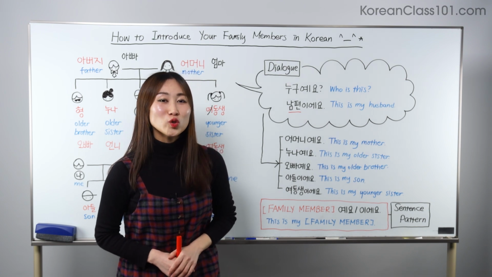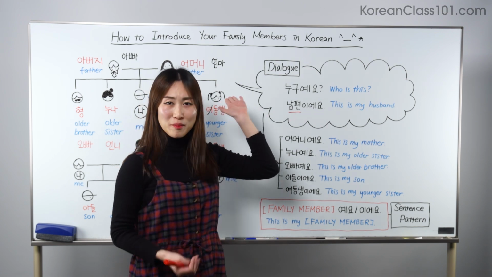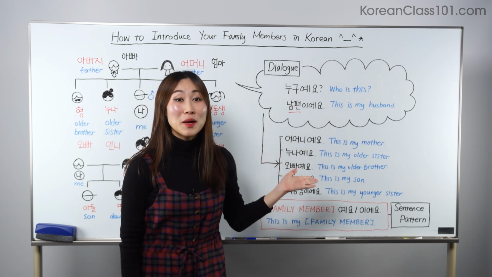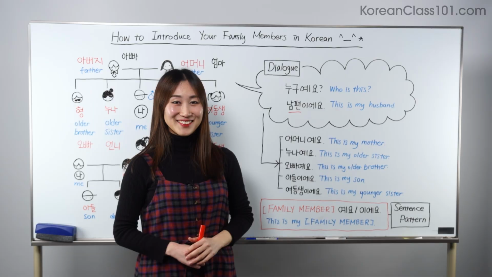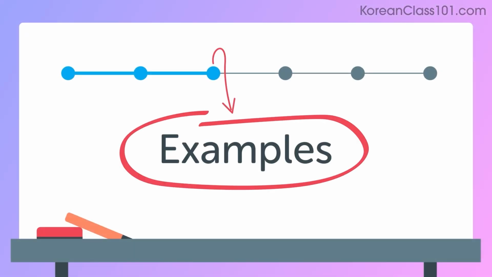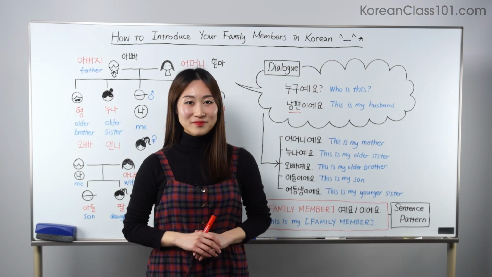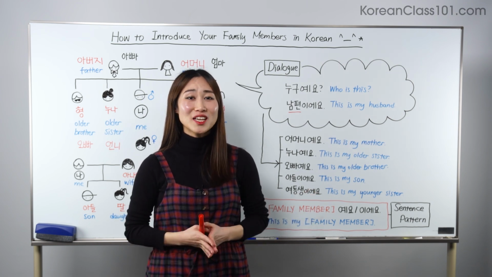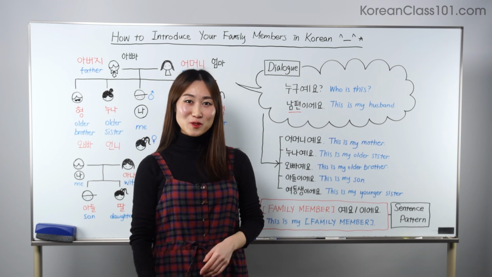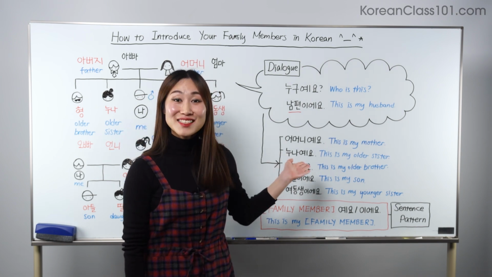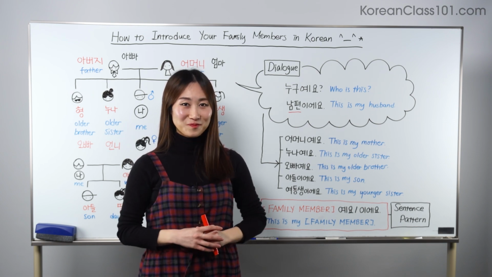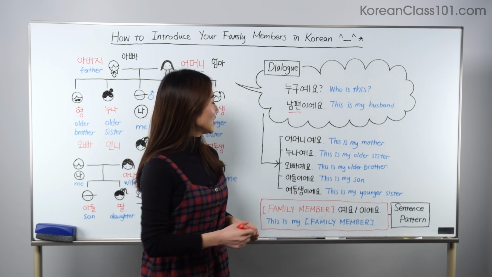What if you want to say a different family member? It's not husband, but for example, it's my mother. This is my mother. Let's look at more examples. So what if you want to say another family member? For example, this is my mother. Do you remember the word for mother? It's 어머니, right?